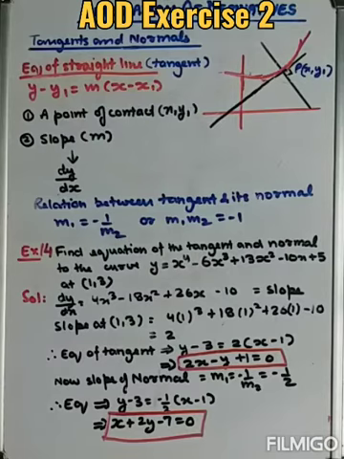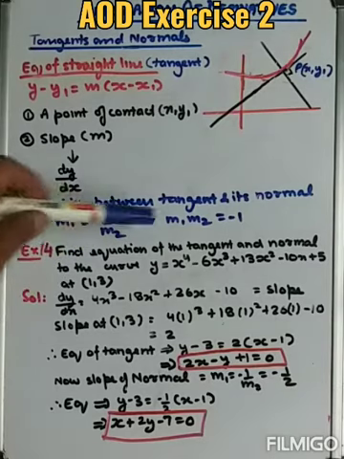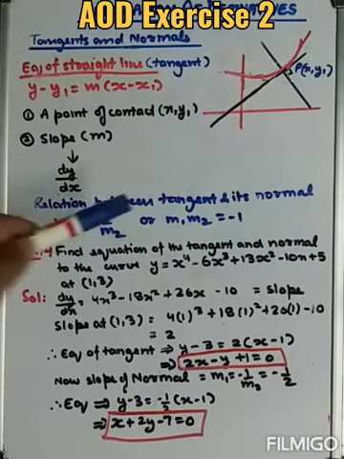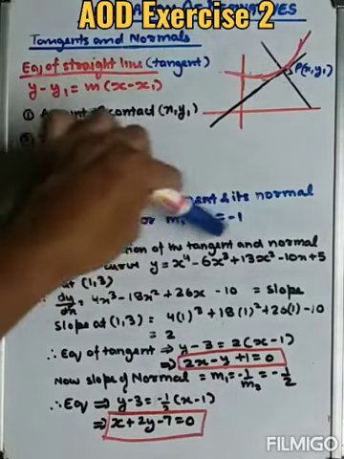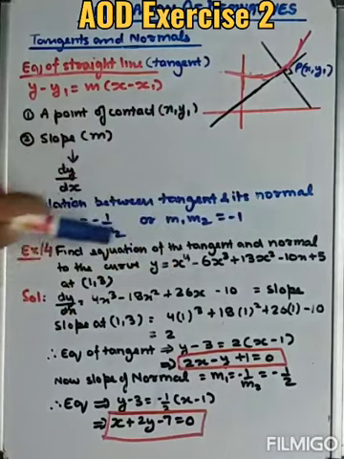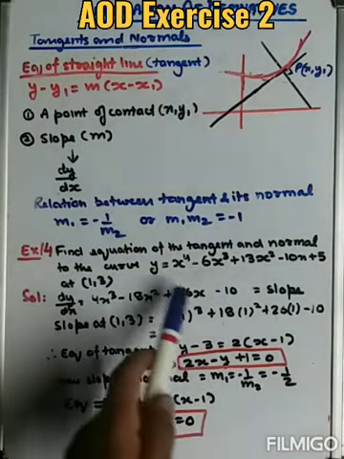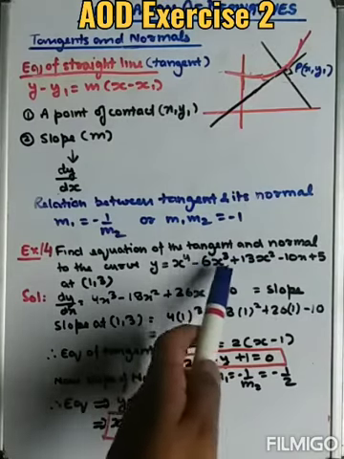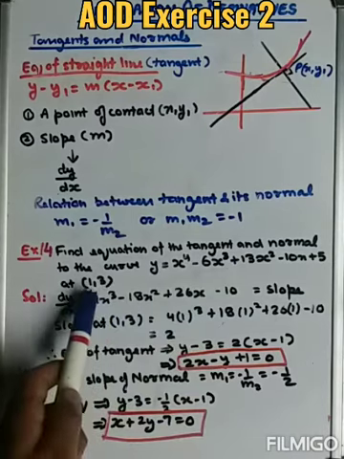So let us discuss one question, exercise 2, question number 14, till the 15th and 16th questions. The variety is the same. Find the equation of the tangent and normal. Both the equations we have to find. Tangent and normal to what? To this curve. From where? From this point.